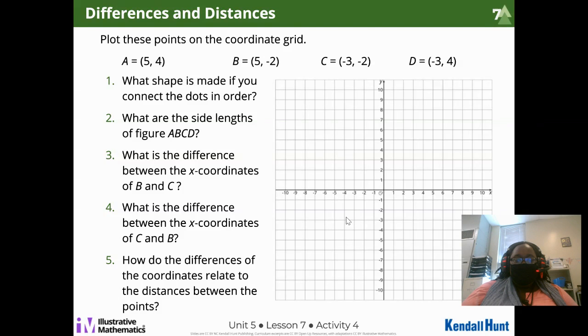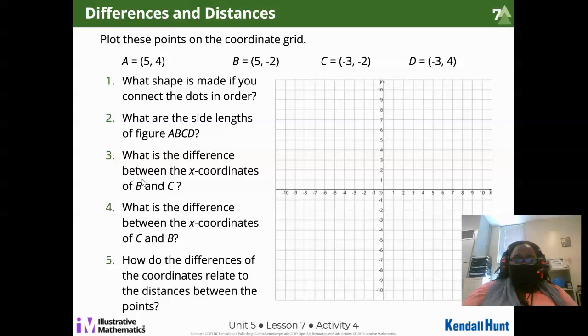First, plot all these points. The first question is asking what shape you will get when you connect all the dots. So plot the points and then connect all 4 of them. Remember that the x-axis is horizontal and the y-axis is vertical. Question 2 asks, what is the side length for figures A, B, C, and D? Literally, I would just count the spaces to find the side lengths, and I will write them on the side of each length.